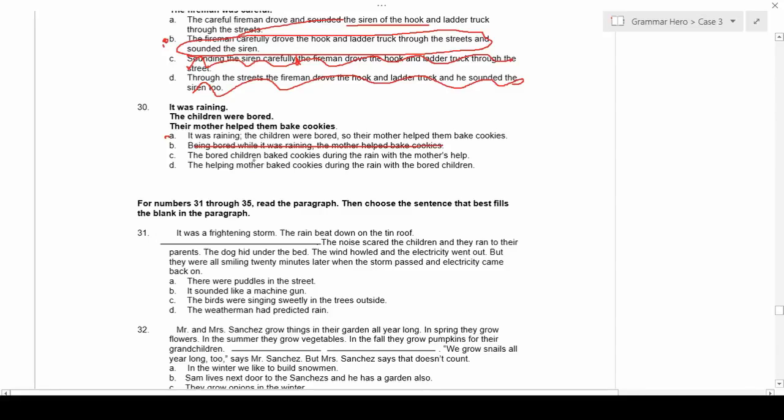The bored children baked cookies during the rain with their mother's help. Nice and concise, well written. I like this one too. The helping mother baked cookies during the rain with the bored children. Choppy. So we're going to go with C.